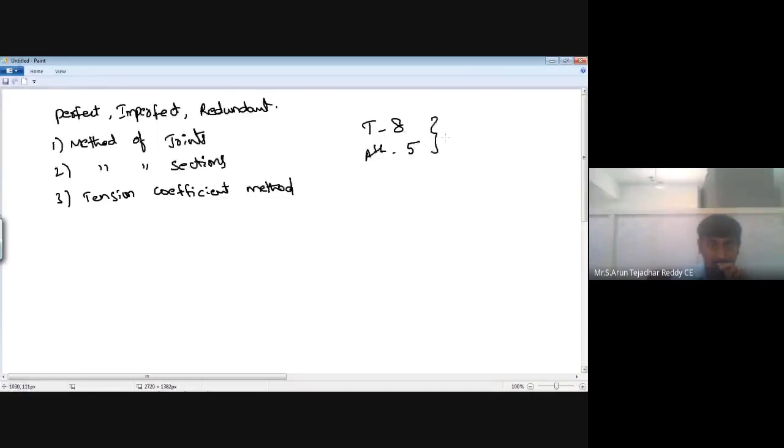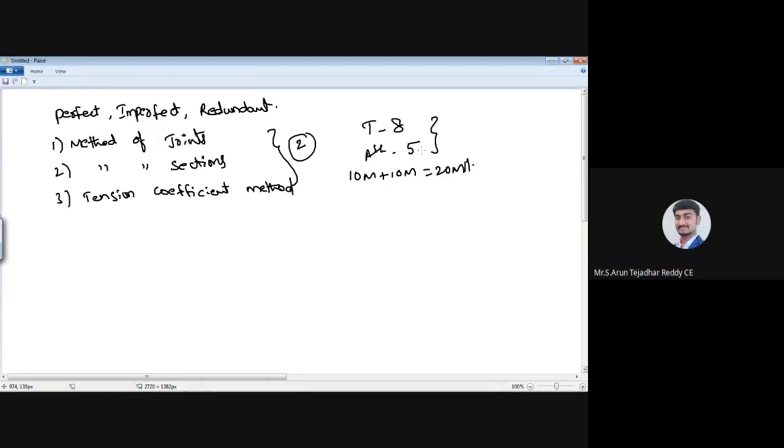From the first unit, in these three topics, at least two questions will be given from the external point of view. It means 10 marks plus 10 marks, which is equal to 20 marks. So all the students will get 20 marks from the first unit, if the question paper pattern is 8 questions, of which you have to attempt 5. So all the students listen carefully.